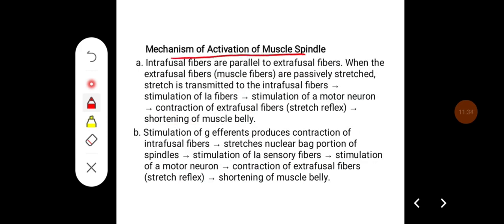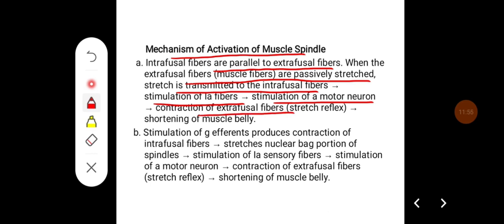Mechanism of activation of muscle spindle. Intrafusal fibers are parallel to the extrafusal fibers. When the extrafusal fibers are passively stretched, the stretch is transmitted to the intrafusal fibers. There will be stimulation of 1A fibers, which causes stimulation of the motor neuron and leads to contraction of the extrafusal fibers, which constitutes the stretch reflex, and that leads to shortening of the muscle belly. Stimulation of gamma efferent produces contraction of the intrafusal fibers.